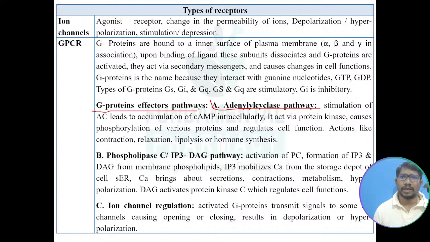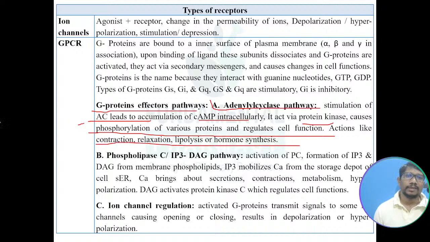So stimulation of GPCR, particularly GS stimulation होता है, that will activate the adenyl cyclase and it will metabolize the ATP. It will convert ATP to cyclic AMP so that intracellular level of cyclic AMP will increase, and also act via protein kinase, which causes the phosphorylation of protein. There is a regulation of cell function. Actions, for example, actions like a contraction of muscle, relaxation of muscle, lipolysis, hormone synthesis. These actions are mediated by adenyl cyclase pathway.